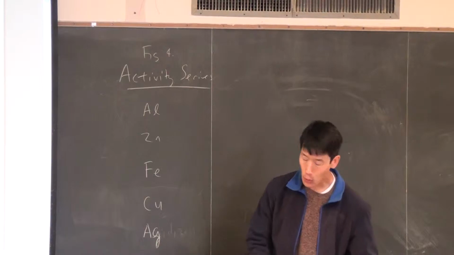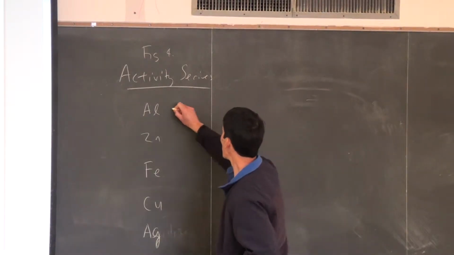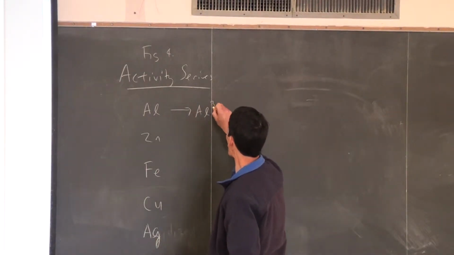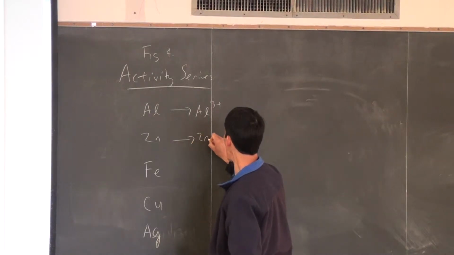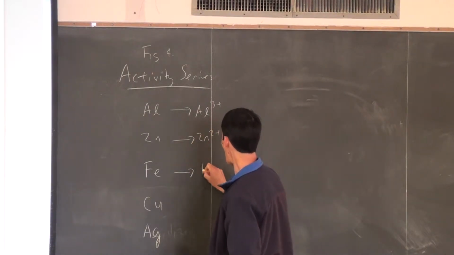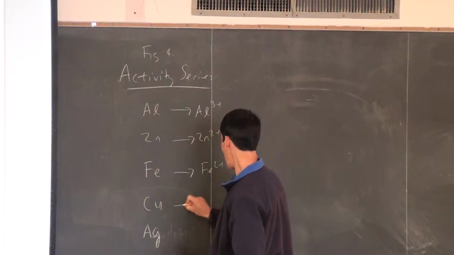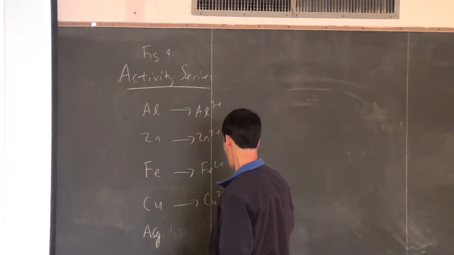And then for the corresponding metal ion solution, we have aluminum 3+, and this is zinc 2+. This is iron 2+. This is copper 2+. And this is silver plus.